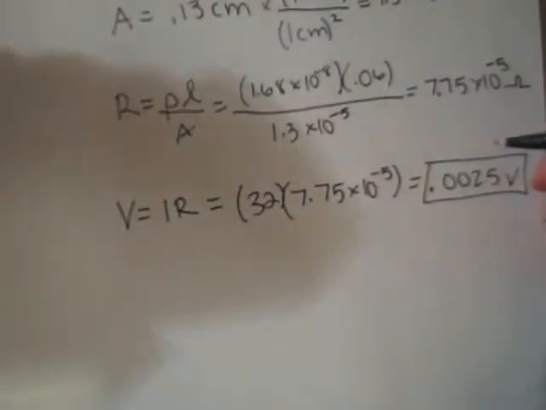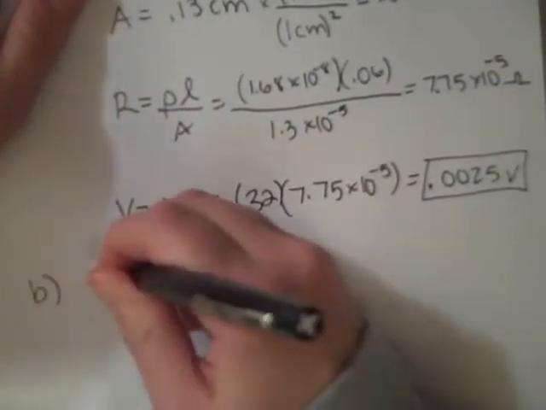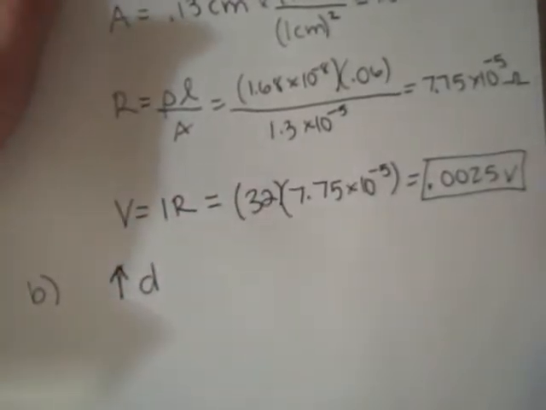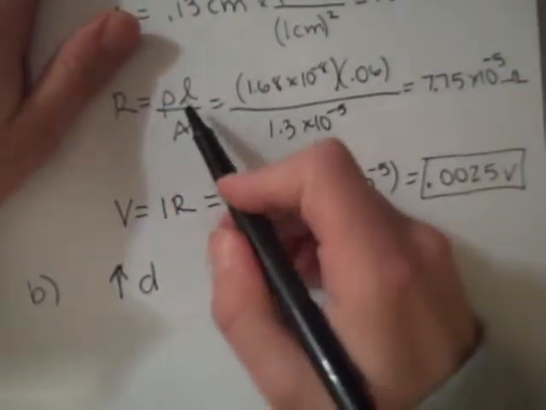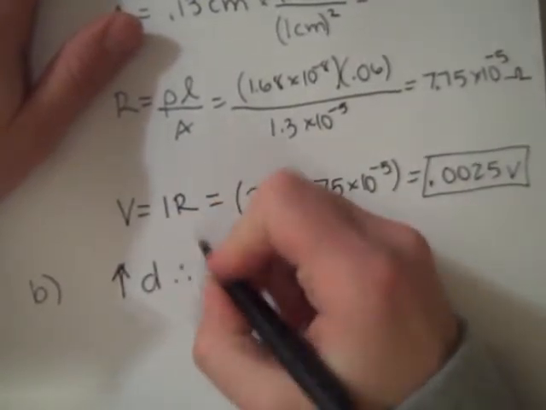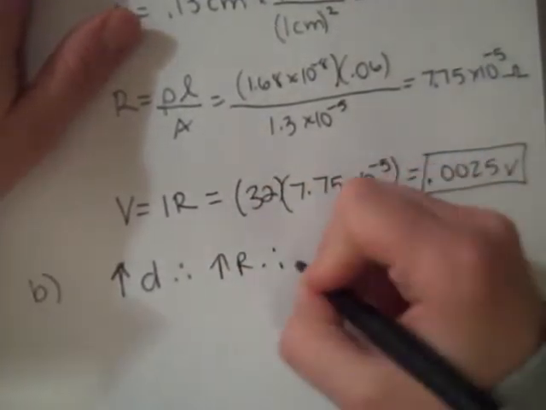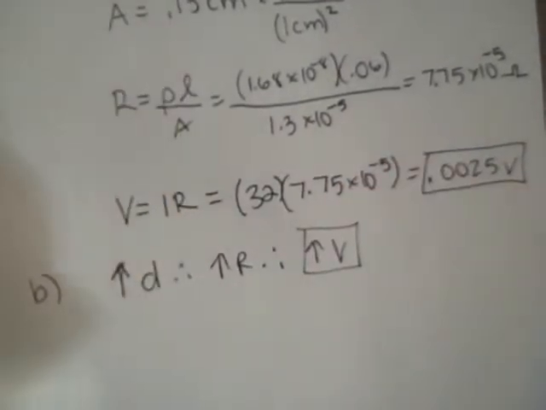And in B, they're asking, will your answer to part A increase or decrease if the separation between the bird's feet increases? So what they want to know is if the distance between his feet goes up, so there is a greater length of wire between his feet. Notice that the length and the resistance have a direct relationship. So if the distance increases, that means resistance is going to increase. Therefore, if resistance increases, that means your voltage is going to go up, and that would be the answer for that one.